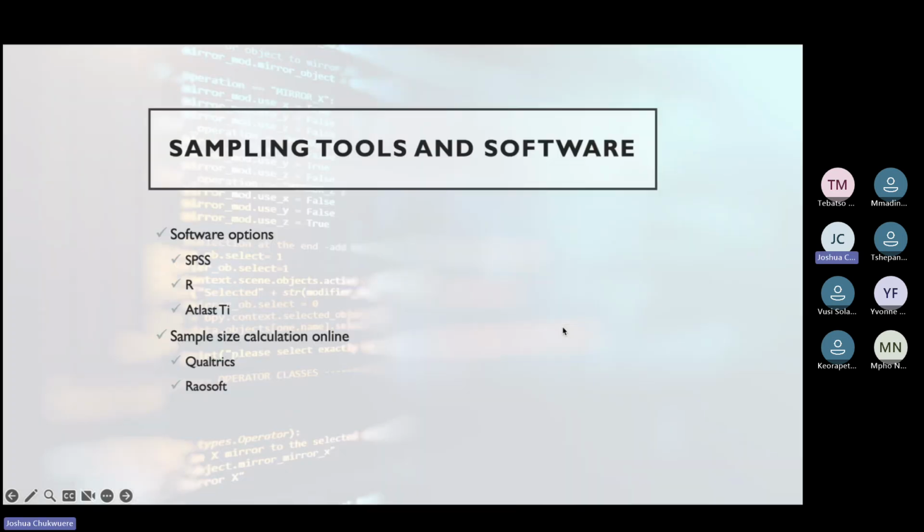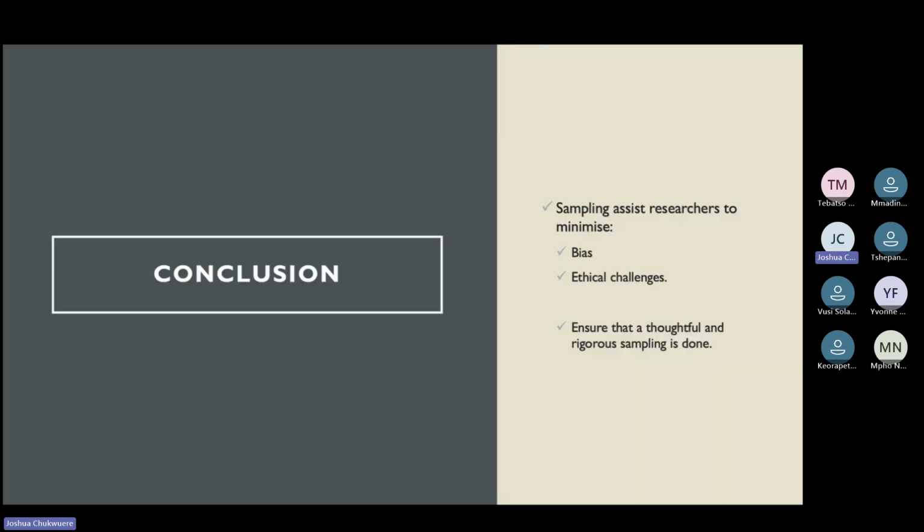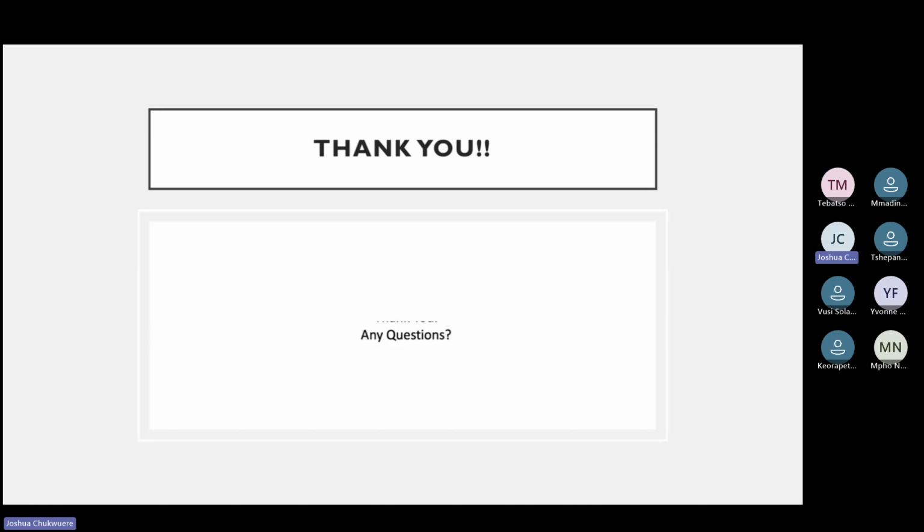So in closing, these are different tools that you can use in any of these sampling approaches, whether quantitative or qualitative. And in conclusion, sampling assists researchers to minimize bias and ethical challenges. However, ensure that a thoughtful and rigorous sampling is done when you are making your choice. Thank you. Any question, guys?